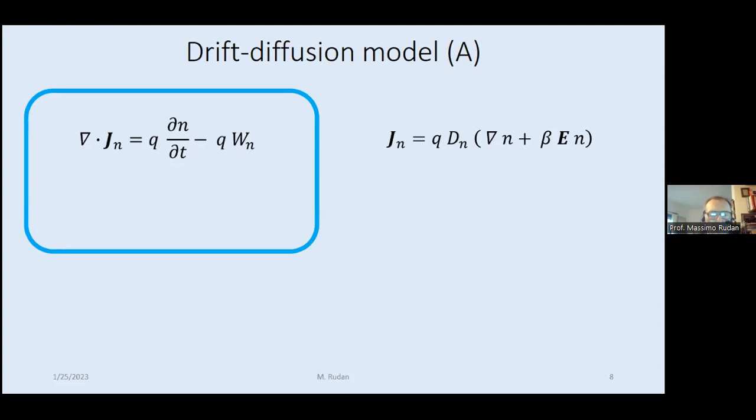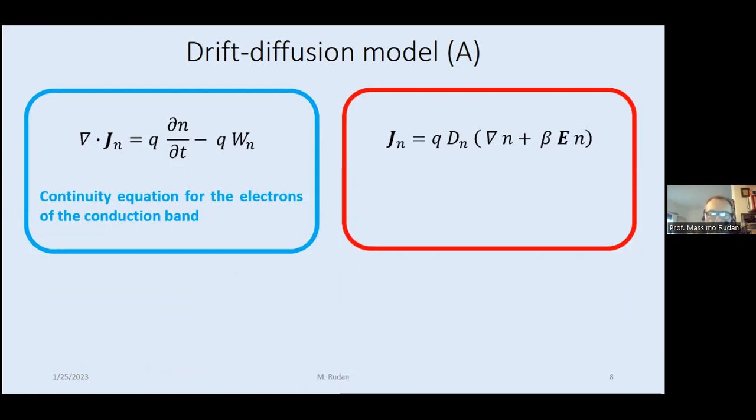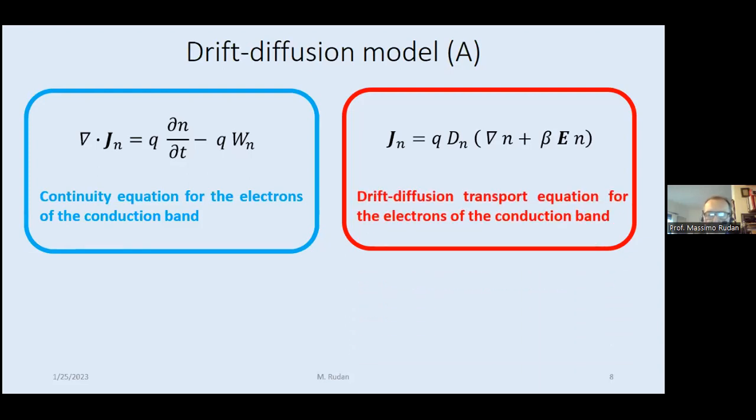And in this case, we have an additional term that is expressed by Wn that describes the phenomenon of creation or destruction of particles. This is present because in essence, we have two classes of particles in a semiconductor, electrons and holes, and there could be an exchange between the two classes of particles. On the right, we have the equation describing the current density. And this is the so-called diffusion transport equation, in this case for the electrons.